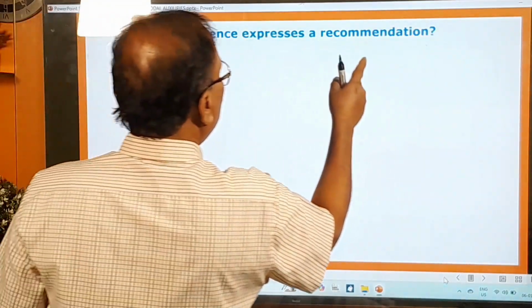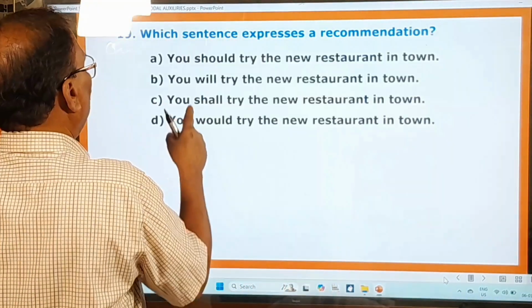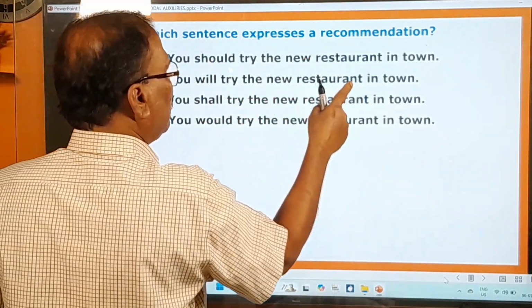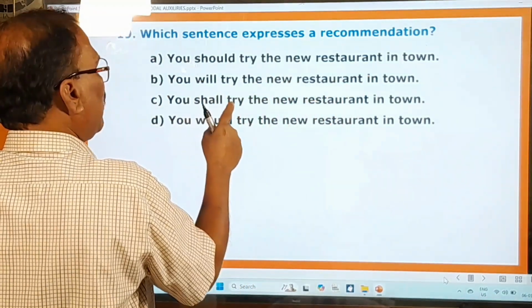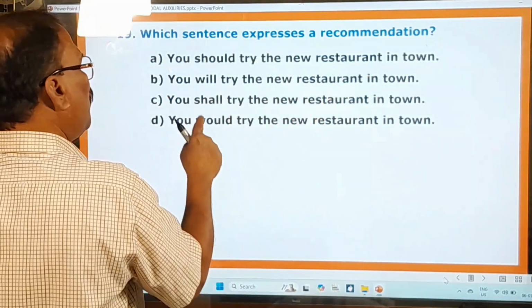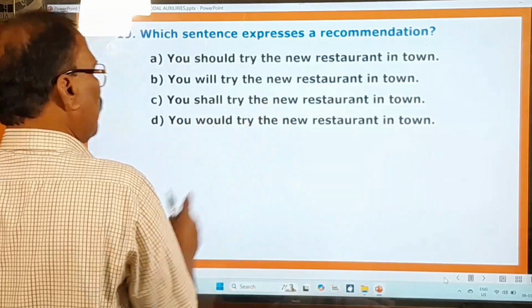Which sentence expresses a recommendation? You should try the new restaurant in town. You will try the new restaurant in town. You shall try the new restaurant in town. You would try the new restaurant in town.